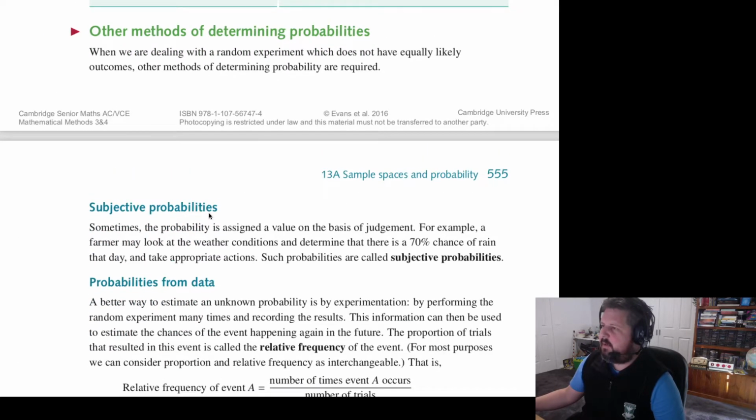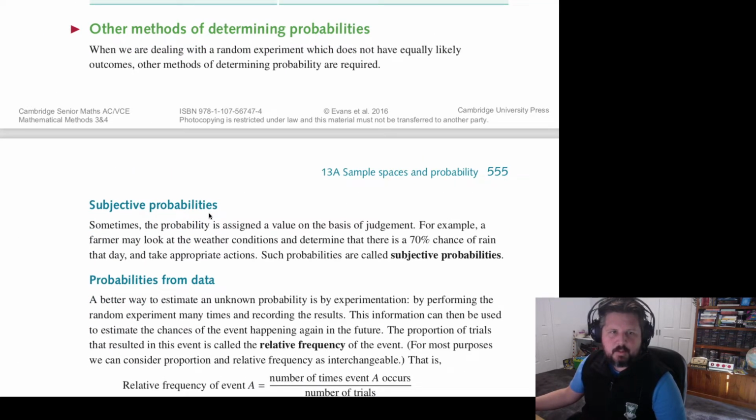It says here there are other methods of determining probabilities, and one of the ways is just to use a subjective probability, where you can just assign a value based on a judgment. The example they've used here is a farmer may look at the weather conditions and determine that there's a 70% chance of rain that day and might take appropriate actions. That's their best judgment. That's just called a subjective probability.